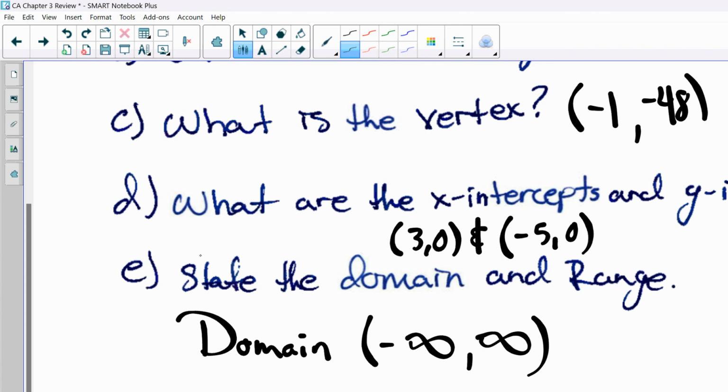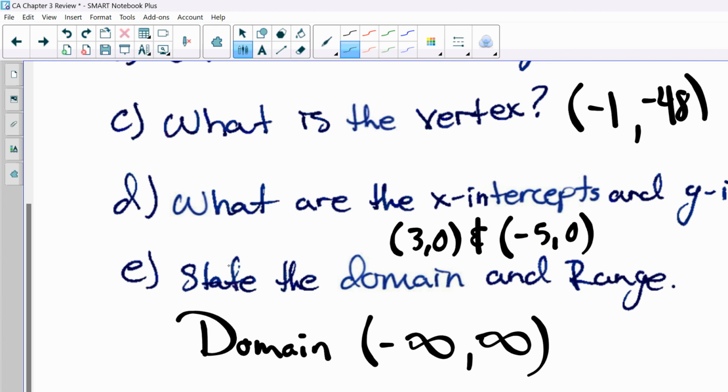The range, since it opens up, the biggest value of the range we're going to have is positive infinity. If it had opened down, the smallest value we could have would be negative infinity. If it opens down, we're going to have negative infinity in the range. If it opens up, we're going to have positive infinity.